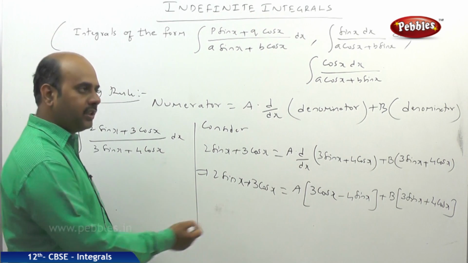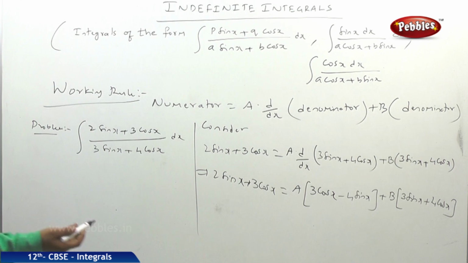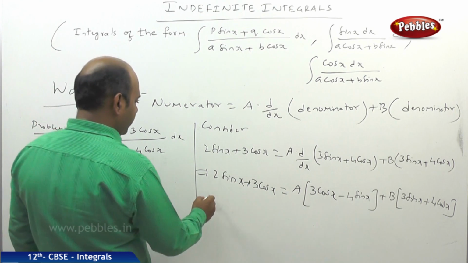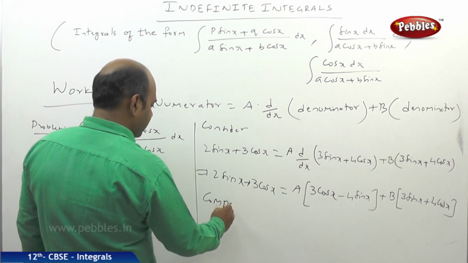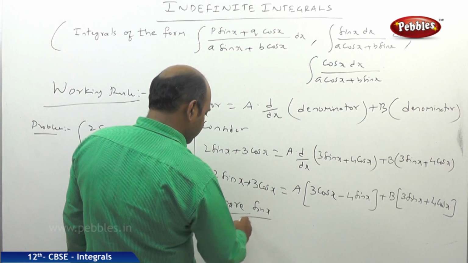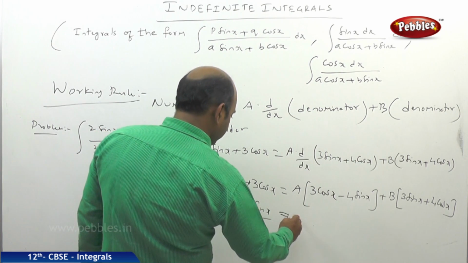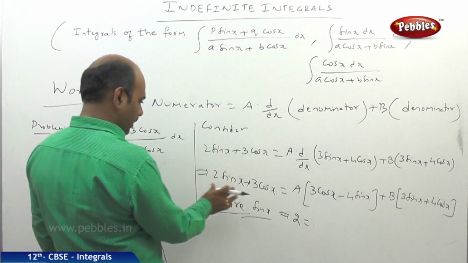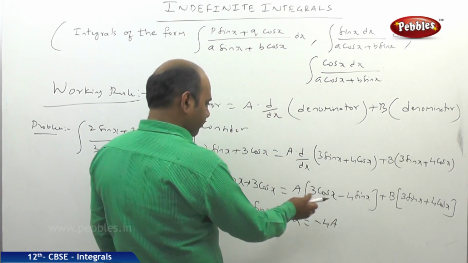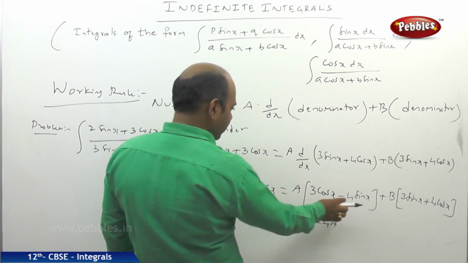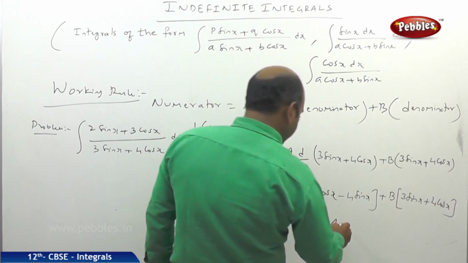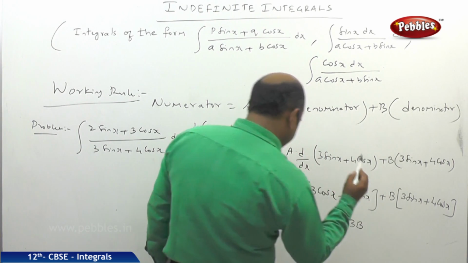Just by comparing sine function on both the sides and by comparing cos functions on both the sides. So here what I'll be doing, compare sin x. If you compare sin x, what happens? You will be getting 2 is equal to minus 4a plus 3b, because the coefficient of sin x here is minus 4, outside a is there, so I write it as minus 4a plus 3b.